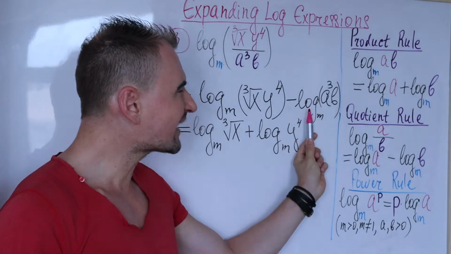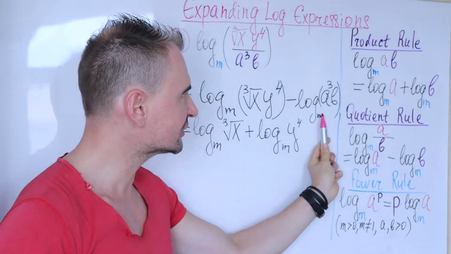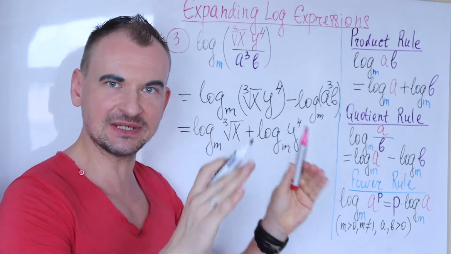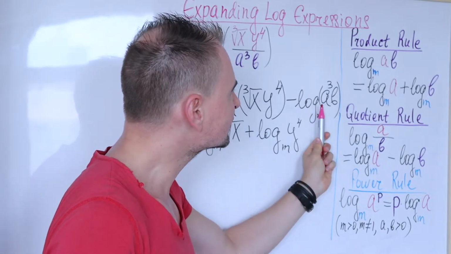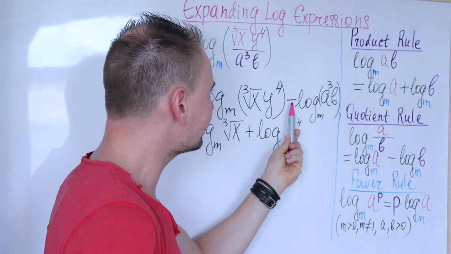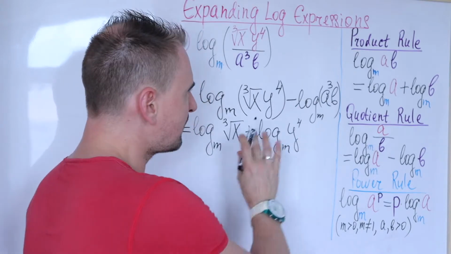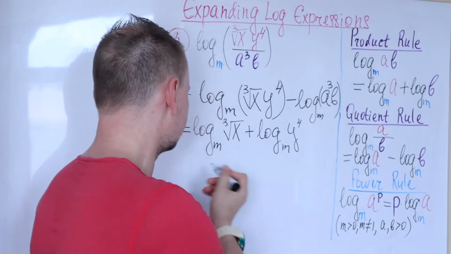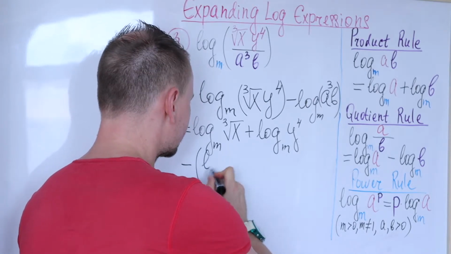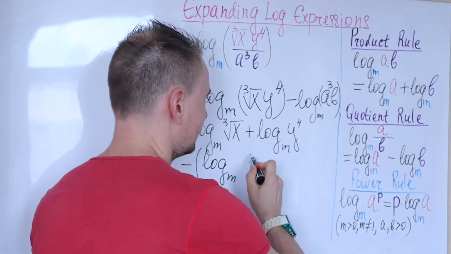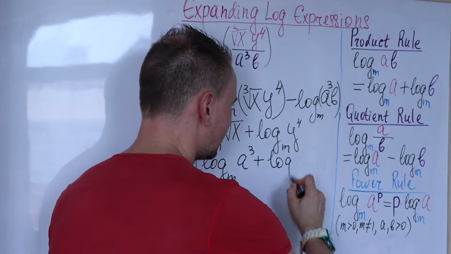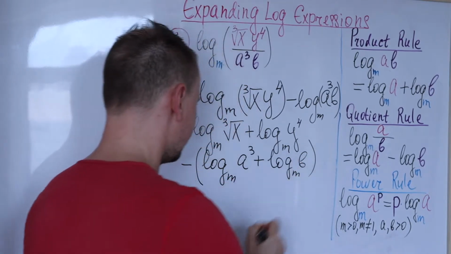Alright, look at the second log from that expression. Again, you have a product inside. A product appears as the argument of your log. Split it up into two logs being added together. And look, since I have a negative in front, these two logs will become negative. But let's just do it step by step. So minus, and I will draw the parentheses, log base m of a cubed plus the second log, log to the base m of b.